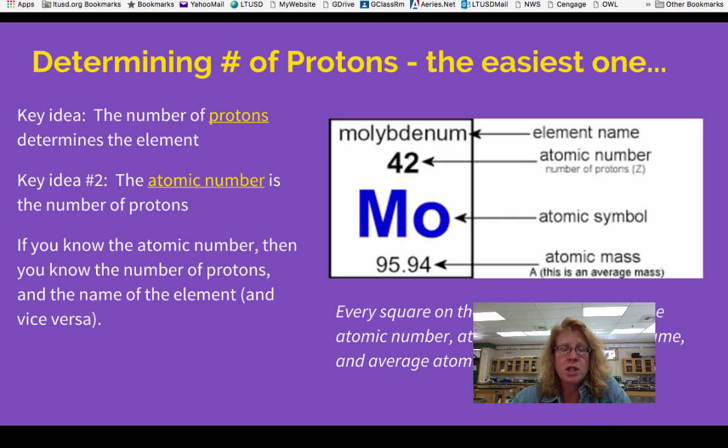It's one of those things that you just need to know from rote memory. It should be very simple that you look at that number and go, oh, that's protons, I got that. So again, keep in mind that if you know those pieces, you know the name of the element, you know the element symbol, and you know some other things about it as well. But those are the big ones. Number of protons is the atomic number.